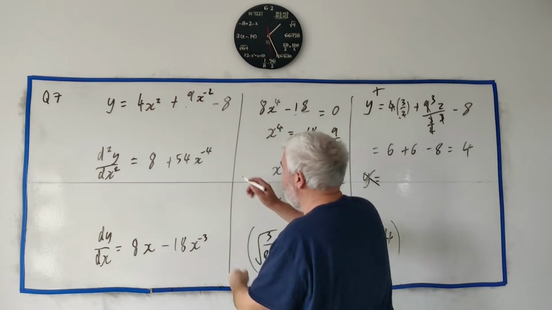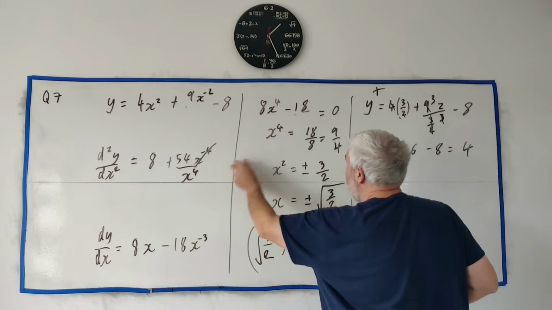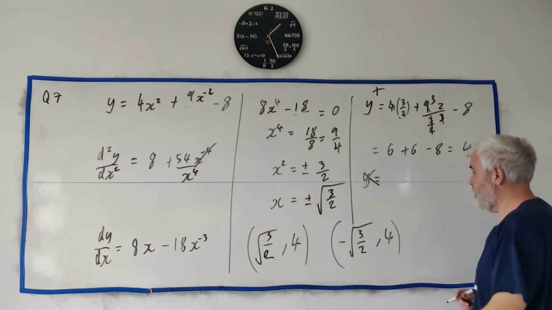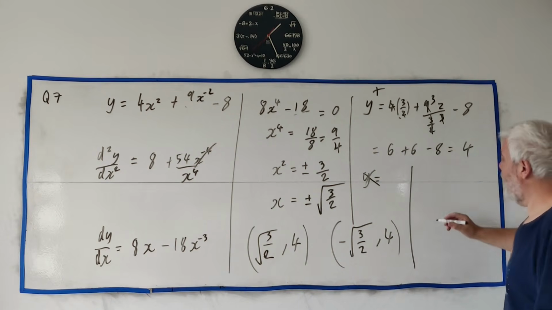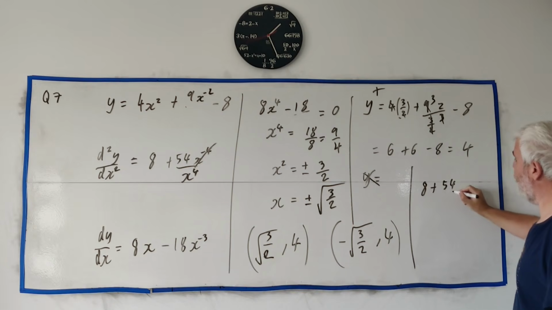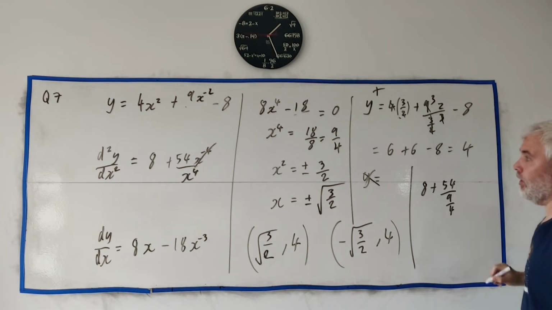Luckily we have, let's write that as divided by x to the power 4. Remember, we do have x to the power 4 here. We know it's 9 over 4, so this should be quite easy to do. Let's do it over here. The second derivative is equal to 8 plus 54 over 9 over 4.